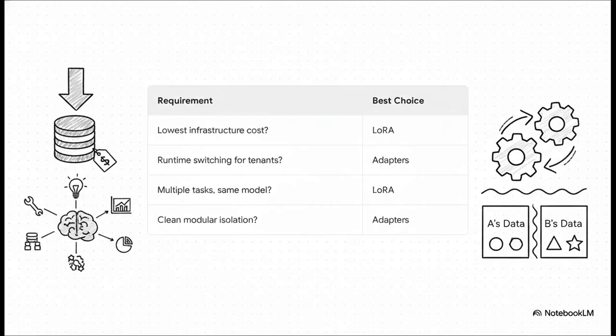This chart makes the choice pretty clear. If your absolute top priority is keeping costs down and handling a bunch of different tasks, LoRA is your best bet, hands down. But if you're building, say, a multi-tenant system where you need a rock-solid wall between customer A's data and customer B's data, adapters are absolutely the superior architectural choice for that isolation.